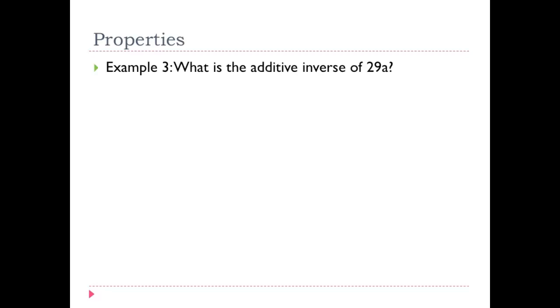All right, next, example 3. What is the additive inverse of 29a? In other words, what do I add to 29a to get 0? Well, that has to be the opposite of 29a, which is negative 29a. So the additive inverse of 29a is negative 29a.